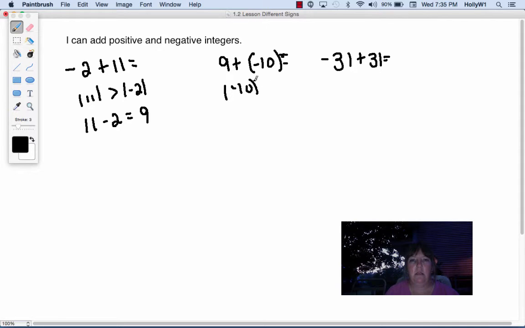Over here, we have 9 plus negative 10, so the absolute value of negative 10 is larger than the absolute value of 9. So 10 minus 9 is equal to 1. And the sign of the larger absolute value is negative, so it ends up being a negative number. This math actually isn't technically right. We should really rewrite this and say 9 plus a negative 10 is equal to negative 1.